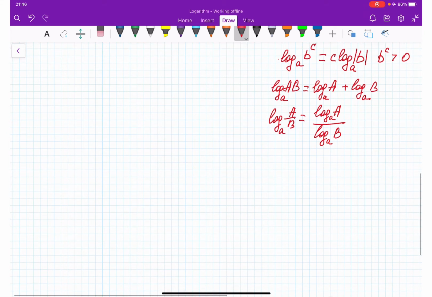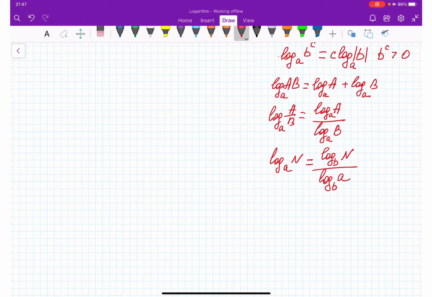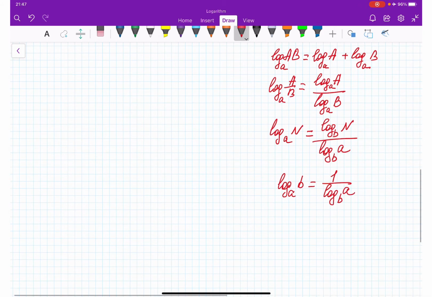Okay, change of base. If we want to do change of base, we have logarithm of n by base a. I can change to base b. It's going to be logarithm of n by base b divided by logarithm of a by base b. Also, if we have logarithm of b by base a, I can switch to 1 over logarithm of a by base b. And lastly, a to the power logarithm of b by base a is equal to b.